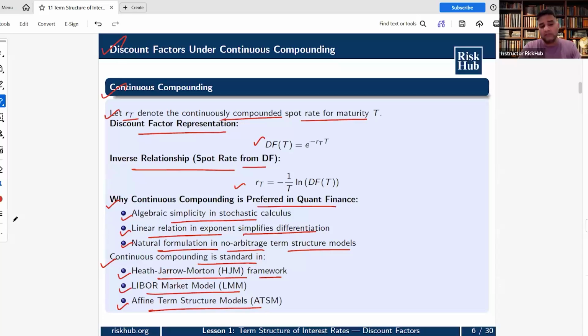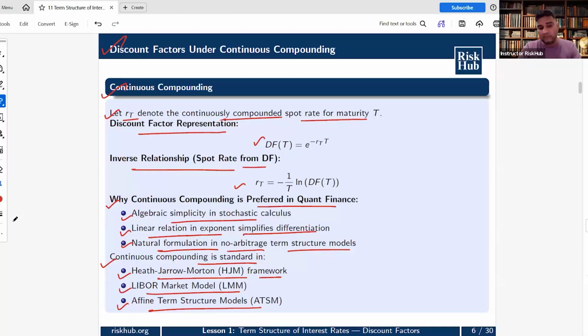One is annual compounding, which is df equal to 1 plus RT raised by minus T, and one is continuous compounding, where df is equal to exponential minus RT, right? Annual compounding: interest added once per year, R recovered by a root, standard for cash, bond, and money market quotes. Continuous compounding: interest added at every instant, R recovered by a logarithm, standard for stochastic models.